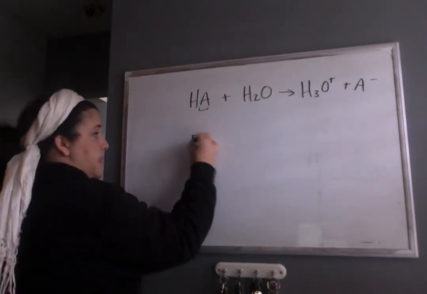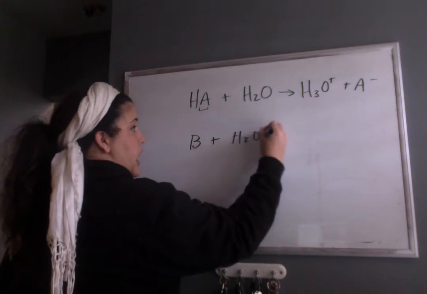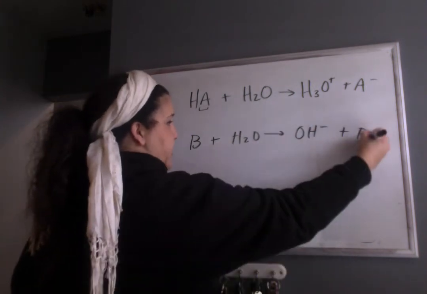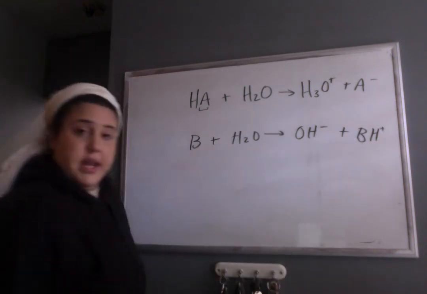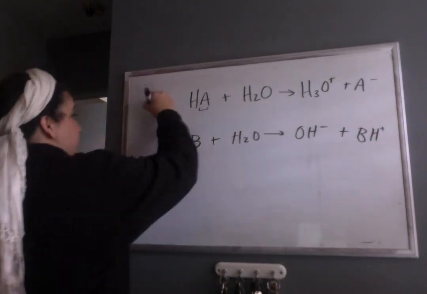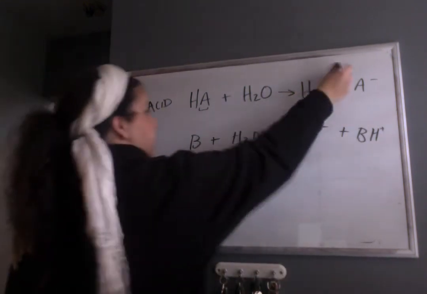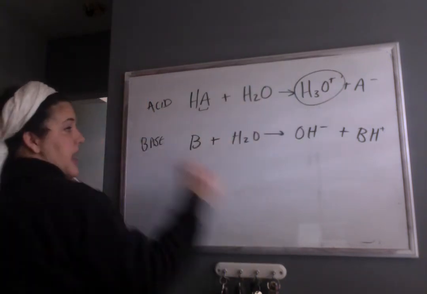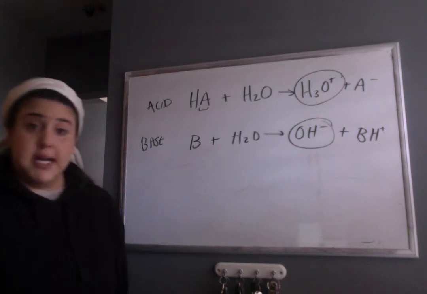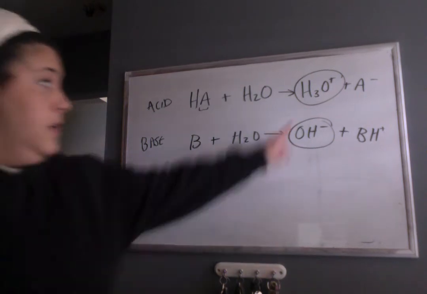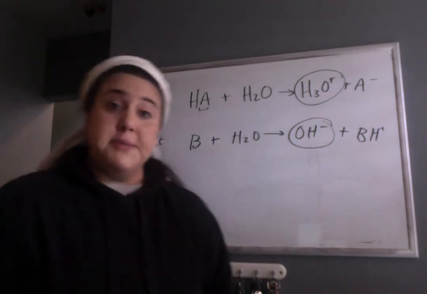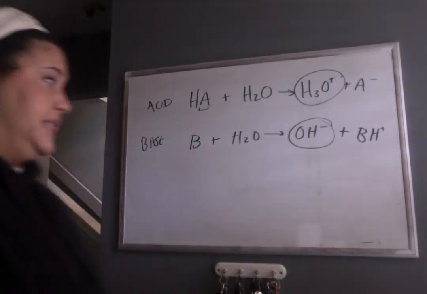When I put any base in water, I will always form hydroxide, and again, whatever is left over, BH+, whatever it is. But again, I added acid in water, I will always form H3O+. I put a base in water, and I will always form hydroxide. Any acid in water forms H3O+ hydronium. Any base in water forms hydroxide, OH- in water.